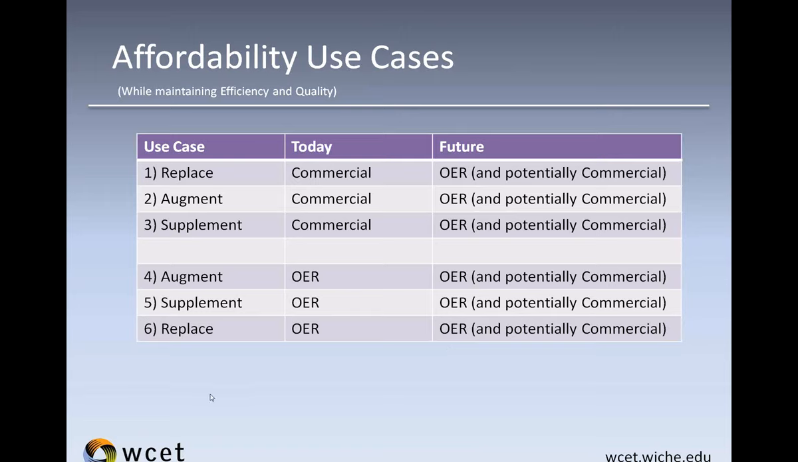And number six may be a little bit further out in time, but something we hear about. And this is an instance where faculty may have been using OER content for some time, and they find that the quality or effectiveness of that content is not where they would like it to be. So they want to replace either portions of the OER content with new OER content, or perhaps all of it. So I wanted to cover that to give a sense that there are multiple use cases, all of which I think have a terrific opportunity to benefit from OER use. Can you move to the next slide, please?